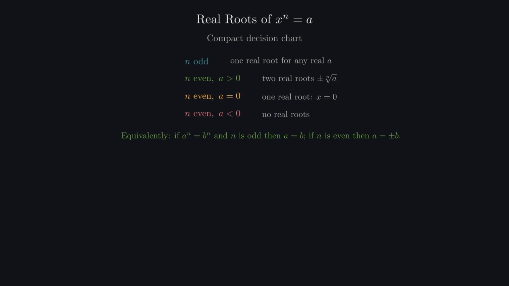This is the same idea as saying, if a to the n equals b to the n, and n is odd, then a equals b. But if n is even, then a equals plus or minus b.